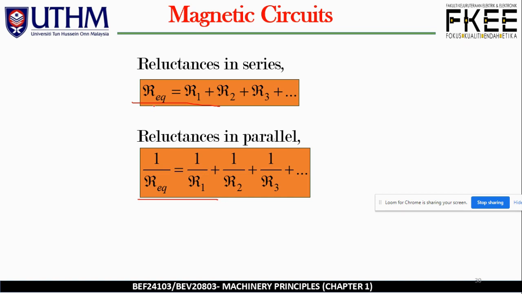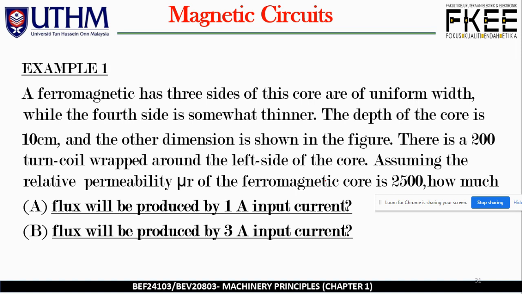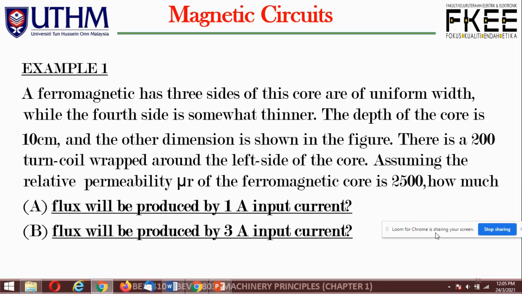The equivalent reluctance Req in series is just like what we have in electric circuits, where the resistance in series is R1 plus R2 plus R3. So for reluctance in parallel, 1 over Req, the equivalent reluctance, equals 1 over R1 plus 1 over R2 plus 1 over R3 and so on. All right, now we come to example number 1.